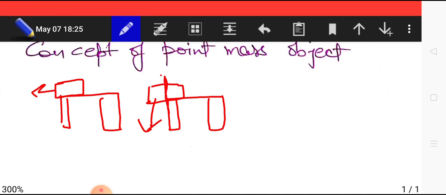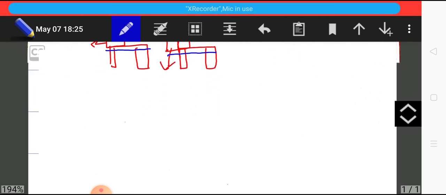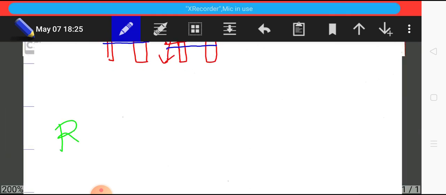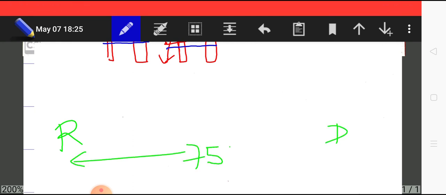So it means that we cannot ignore the dimensions of the book, which I am showing in green, and I am showing in blue the dimensions of the table. So when the dimensions of an object which is in motion cannot be ignored, then we cannot consider the object as a point mass object. On the contrary, consider an example: a bus is moving between two stations, like a bus is moving from Rohtak and going to Delhi, which is approximately 75 kilometer distance.